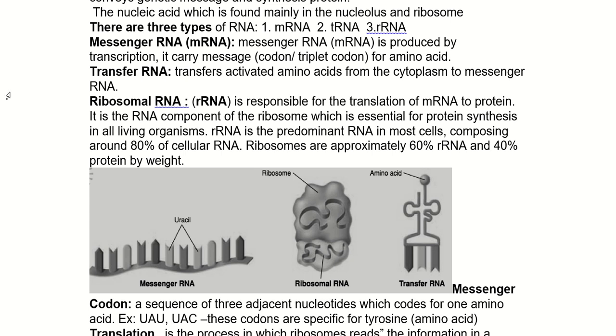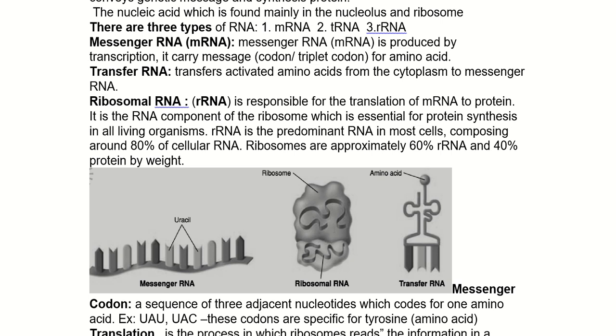What is messenger RNA? Messenger RNA is produced by transcription. It carries the message, or codon, a triplet codon for an amino acid. Transfer RNA transfers activated amino acids from the cytoplasm to the messenger RNA. This is the transfer RNA. It collects essential amino acids for protein synthesis.